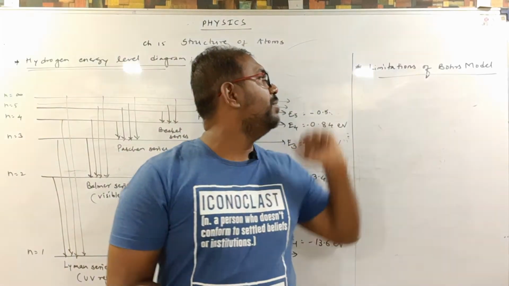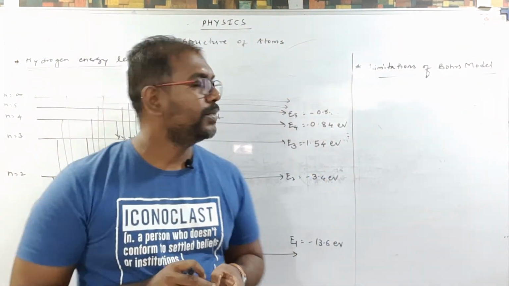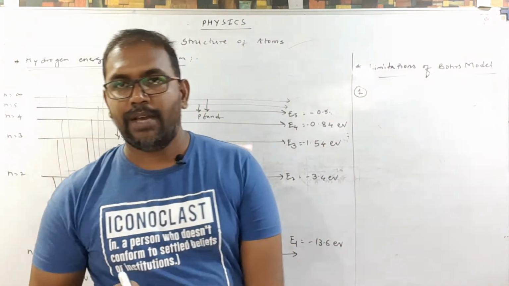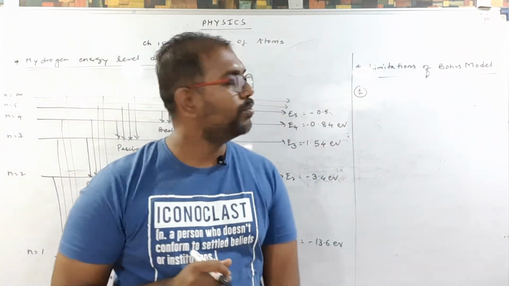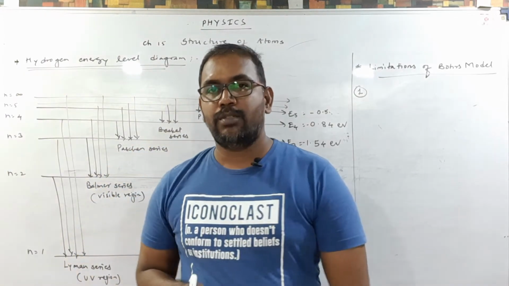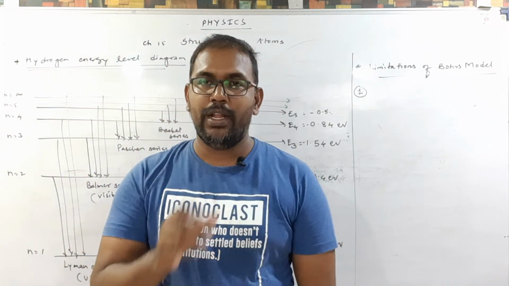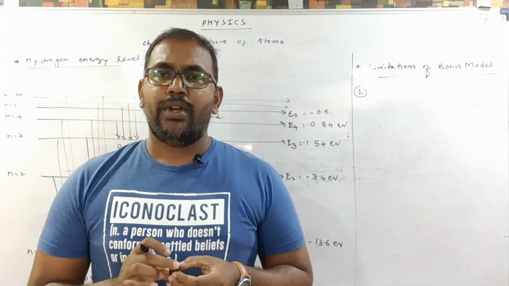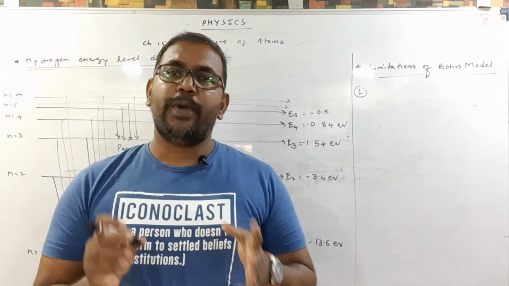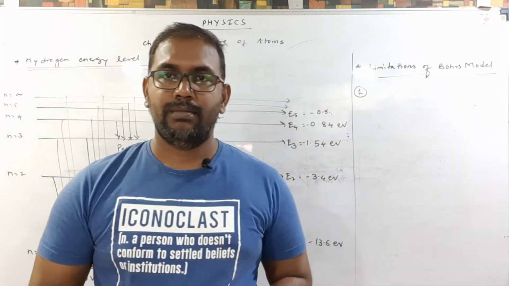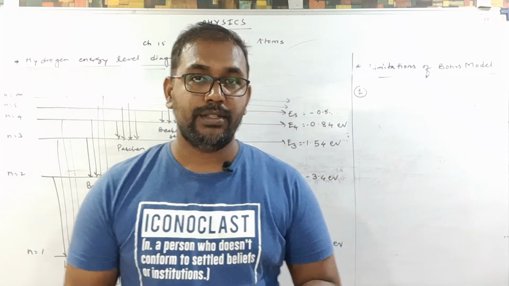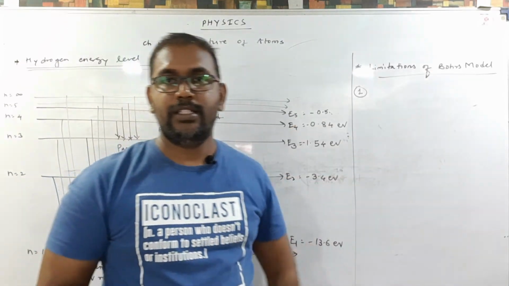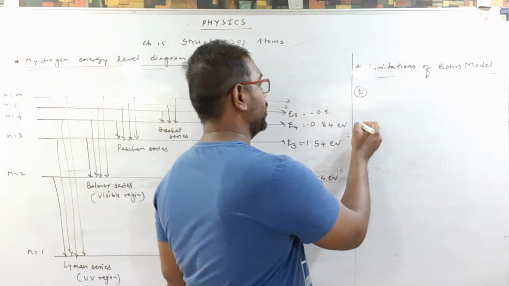Now after that, limitations of Bohr's atomic model. Now here the first limitation. Bohr's atomic model also has some limitations. First and very important, Bohr's model explains only hydrogen atom spectral lines. It explains only the hydrogen spectrum, so it does not explain the energy spectrum of other atoms. So this is a limitation: no explanation for other atoms' energy spectra. So this is the first limitation.